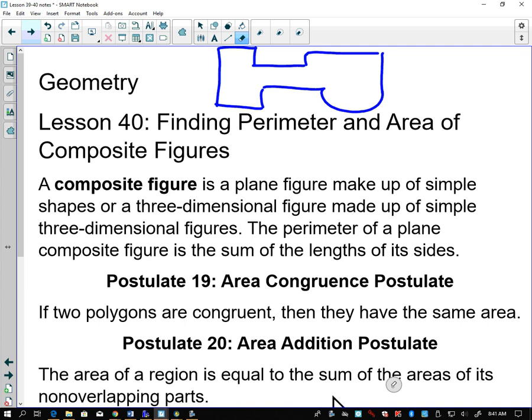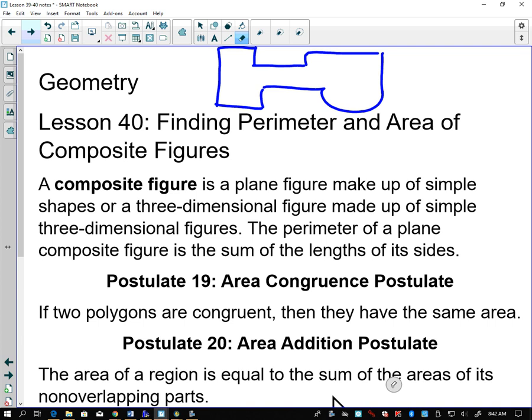Let's see. So a composite figure is a plane figure made up of simple shapes, or a three-dimensional figure made up of simple three-dimensional shapes. So we can do the same thing with a cylinder and a hemisphere and a prism or a pyramid. We can attach these things together and find the volume.